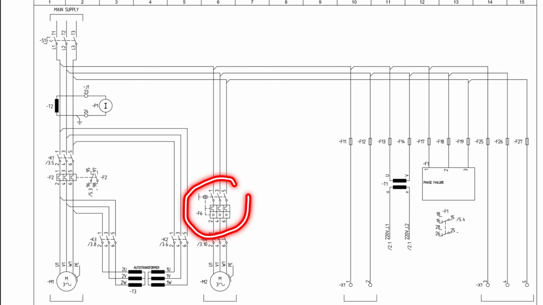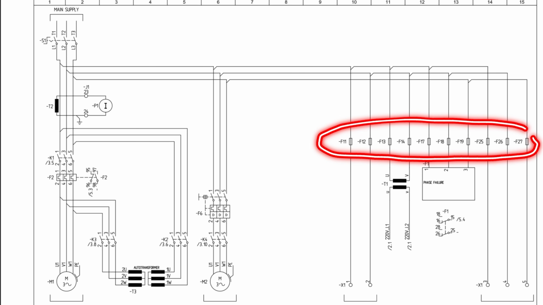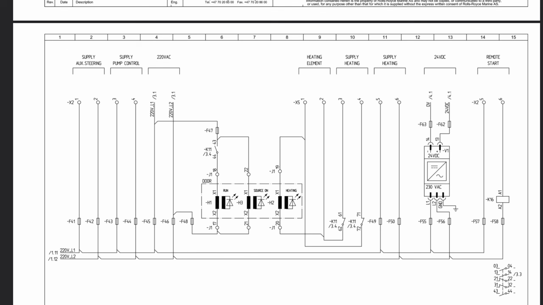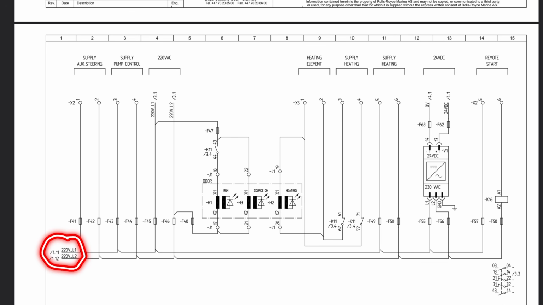And this is F6, another circuit breaker, that is an over current relay. We have K4, another contactor. Now the 440 supply goes here to different control systems. These are all fuses, F11, 12, 13 to F7, 27. Phase failure alarm indication. This is another transformer giving 220 supply for the control system. Now we have the 220 supply coming here from the first page.